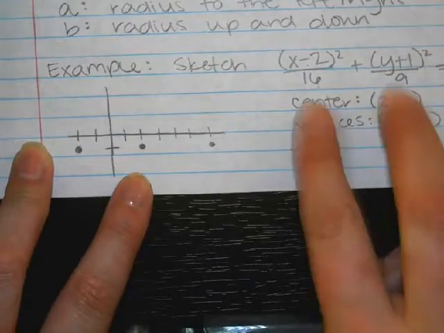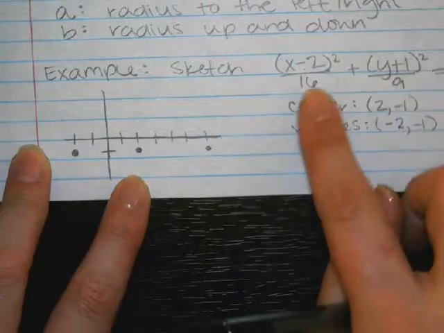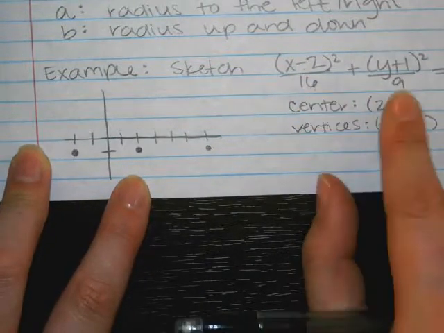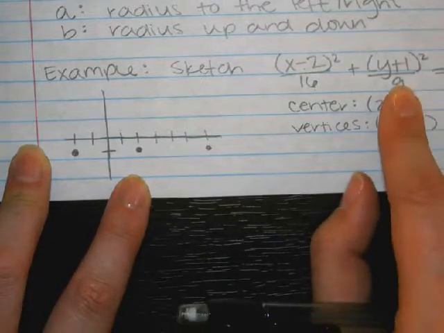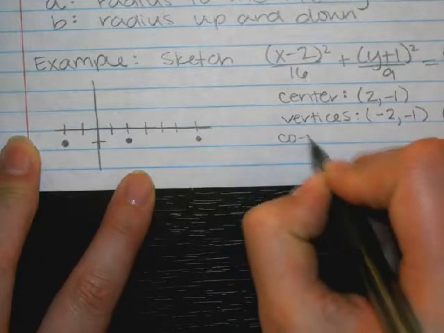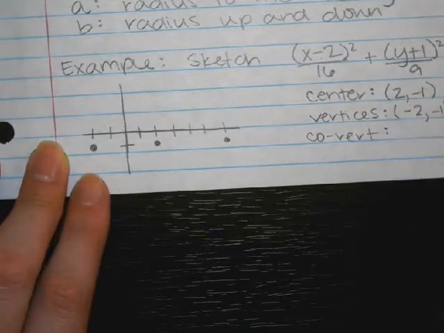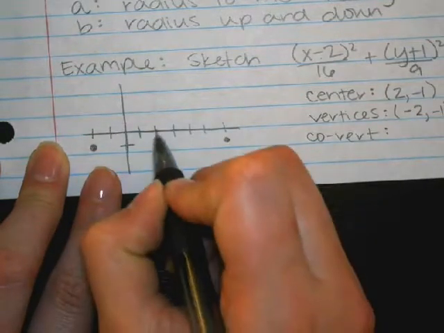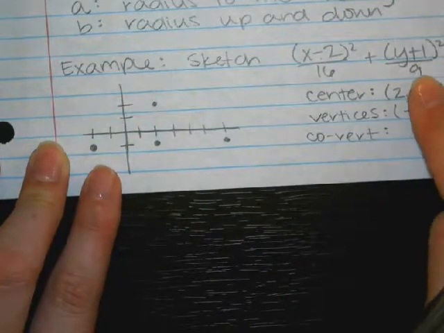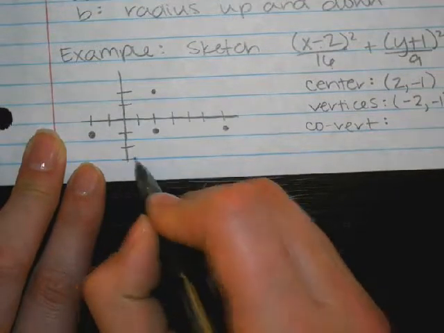So you know the vertices and the co-vertices based on how big the numbers are. So the vertices are going to come from this number because it's bigger than 9. So left and right 4. The co-vertices are up and down 3. So right now we're finding the vertices. The co-vertices are going to be from that center 2, negative 1, and we're going to go up 1, 2, 3. That's because this is 9, so the square root of 9 is 3. So we go up 3, and we go down 1, 2, 3.